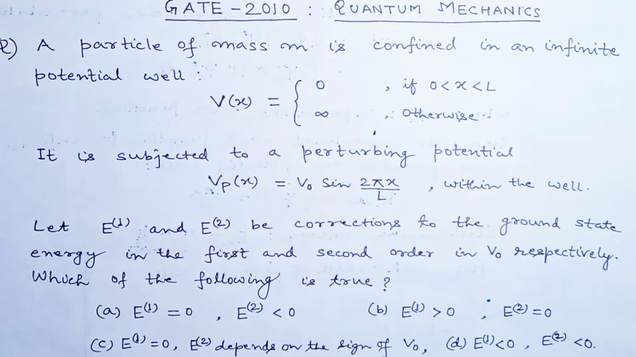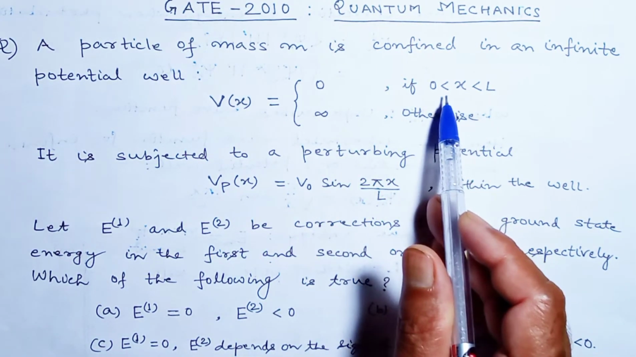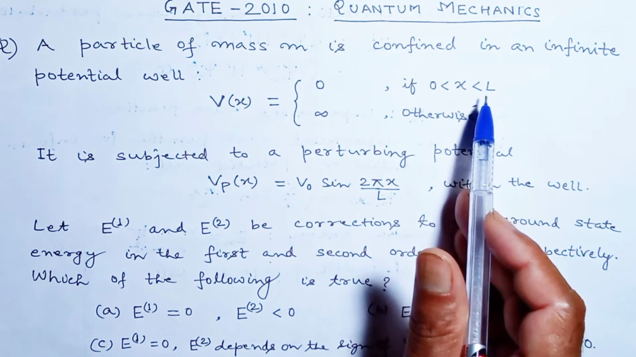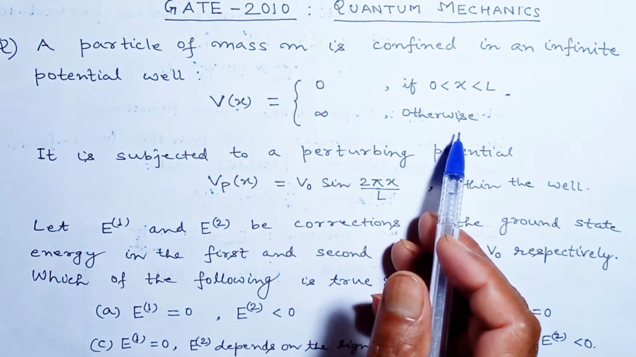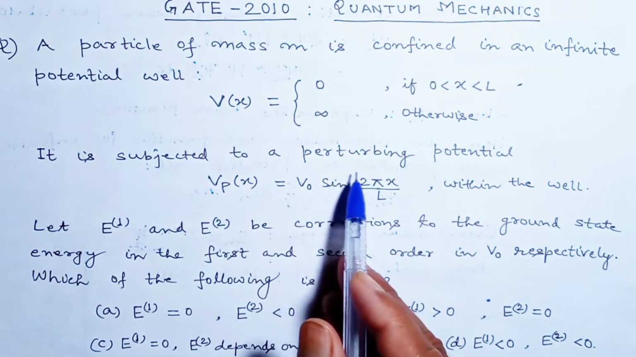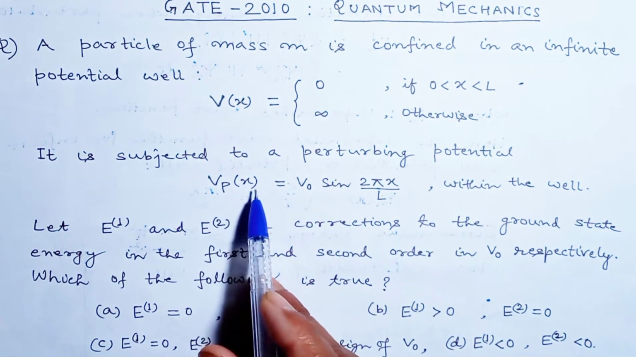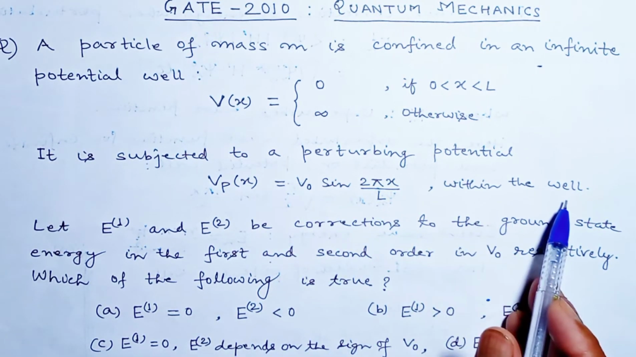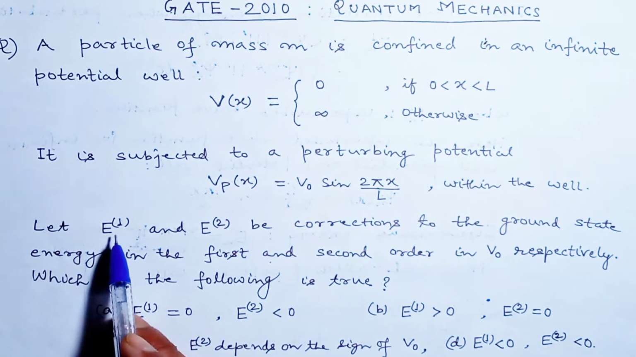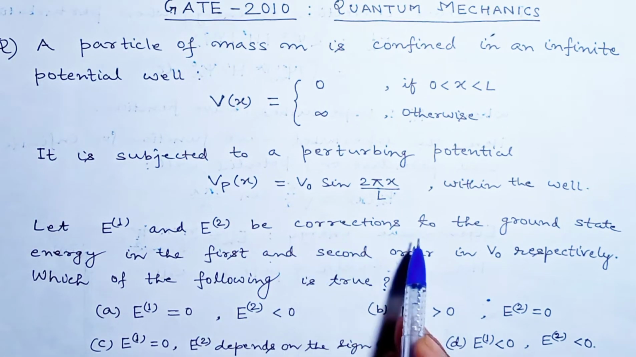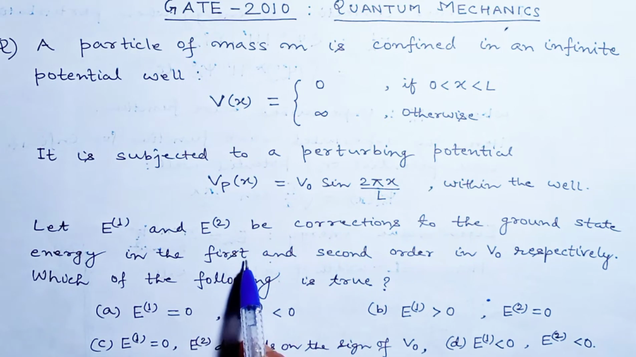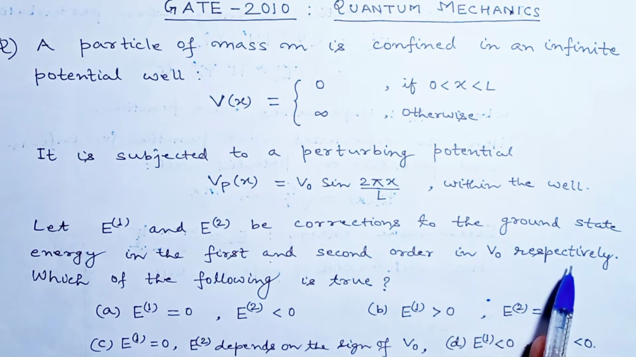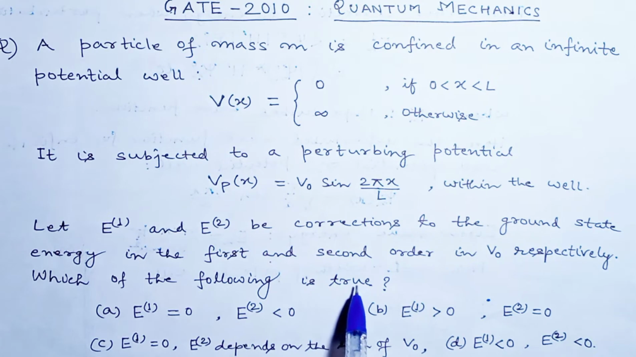The potential well is defined in terms of potential as it is 0 if x is greater than 0 but less than L, and it is infinity otherwise. It is subjected to a perturbing potential V(x) equals V0 sin 2 pi x upon L within the well. Let E1 and E2 be corrections to the ground state energy in the first and second order in V0 respectively. Then which of the following is true?